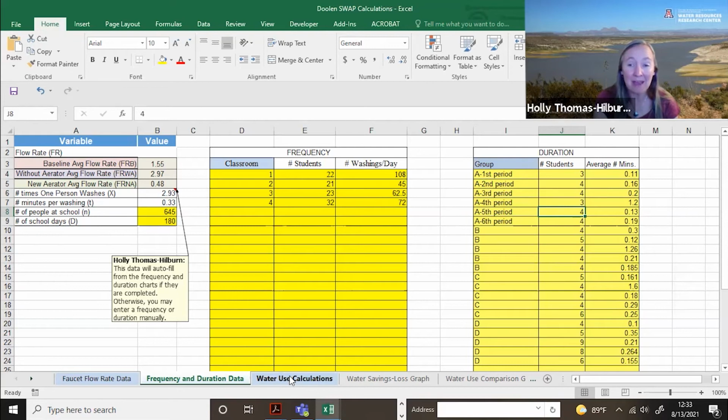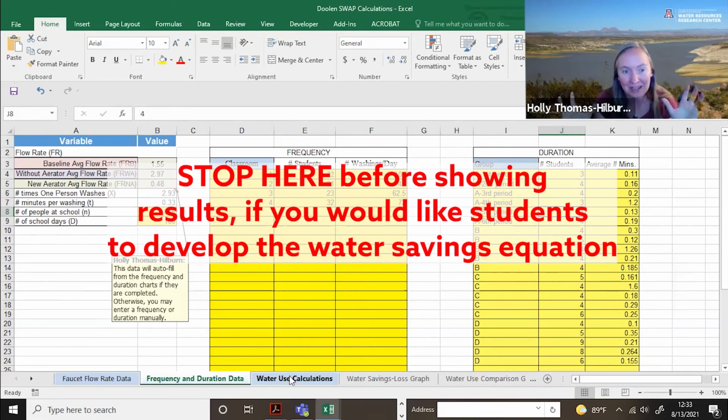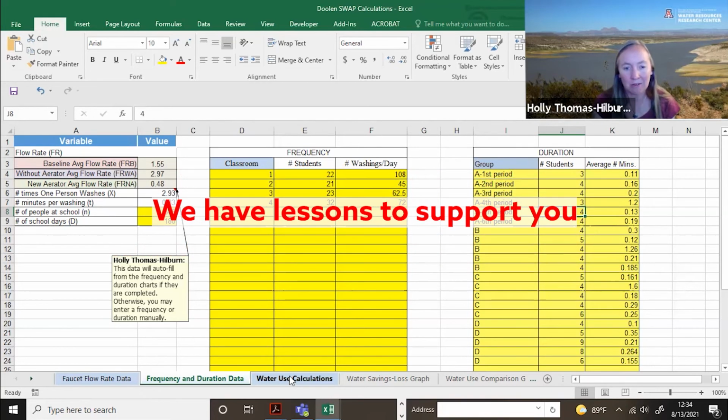If you have a math teacher partner and you want to have them develop the equation with students, I would say stop here and make sure that they do that before you come back and actually celebrate the savings. It's a fun thing to do, and if you've got a math partner who would be interested, we've got lessons to support that, so please reach out.